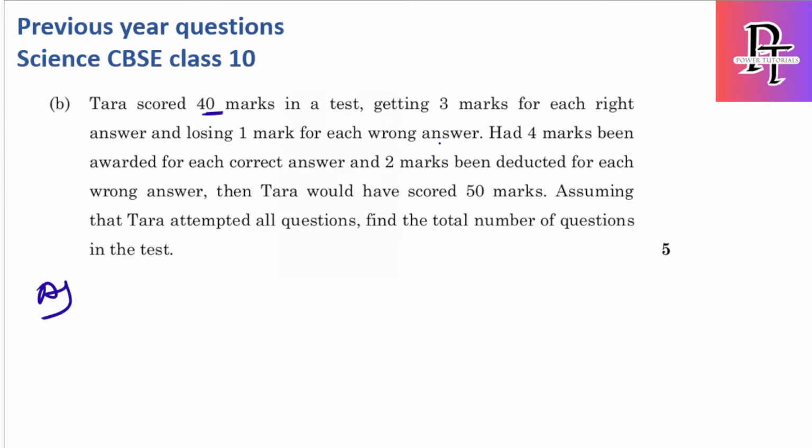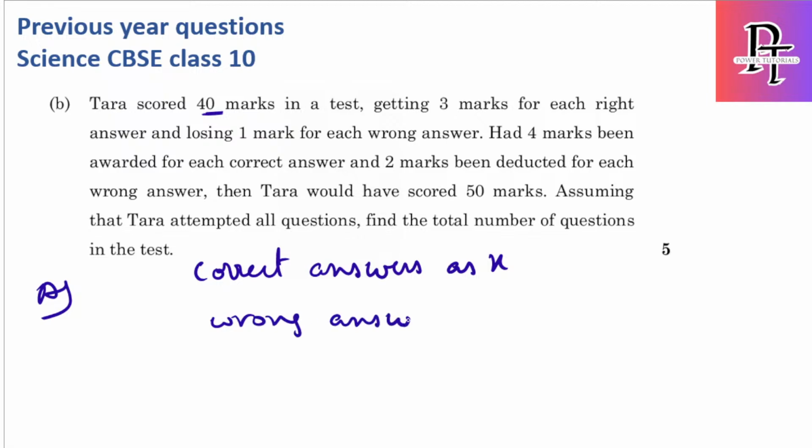Okay, so let's assume correct answers as X and wrong answers as Y. I am assuming X and Y because we need to have 2 variables here. The 2 variables are nothing but the correct answers and wrong answers. So let's assume correct answers as X and wrong answers as Y.